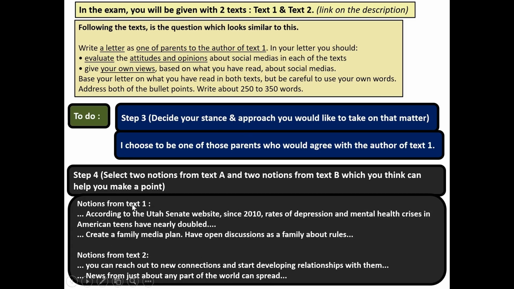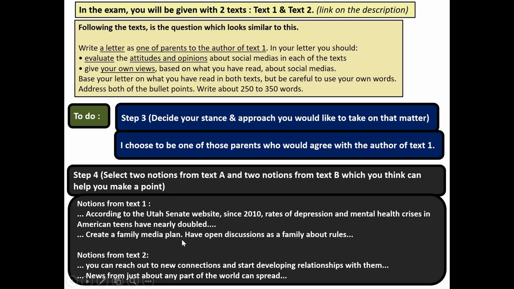So these are some notions I took from text one. According to the Utah Senate website, since 2010, rates of depression and mental health crisis in American teens have nearly doubled.